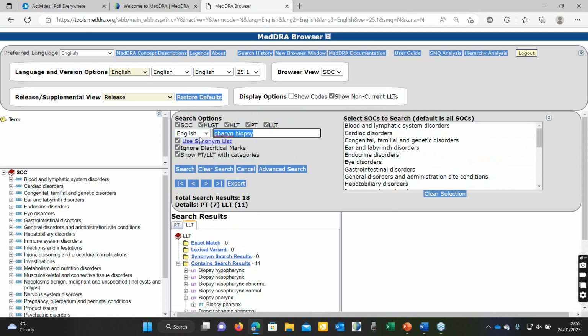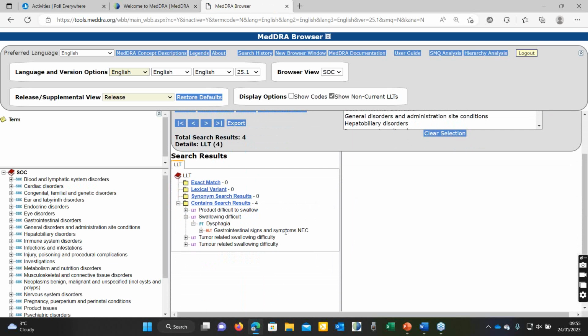And then the other one is the difficulty swallowing. Now let's go with the swallowing difficult. I'll put the stem of the word in. Swallowing difficult. There it is. Dysphagia. And it's a gastrointestinal sign and symptom. There are other terms that are tumor related, but remember my term is not treated as being neoplastic. So I'm not going to use a tumor term because that would be a neoplasm. So I will go for swallowing difficult under the PT of dysphagia.